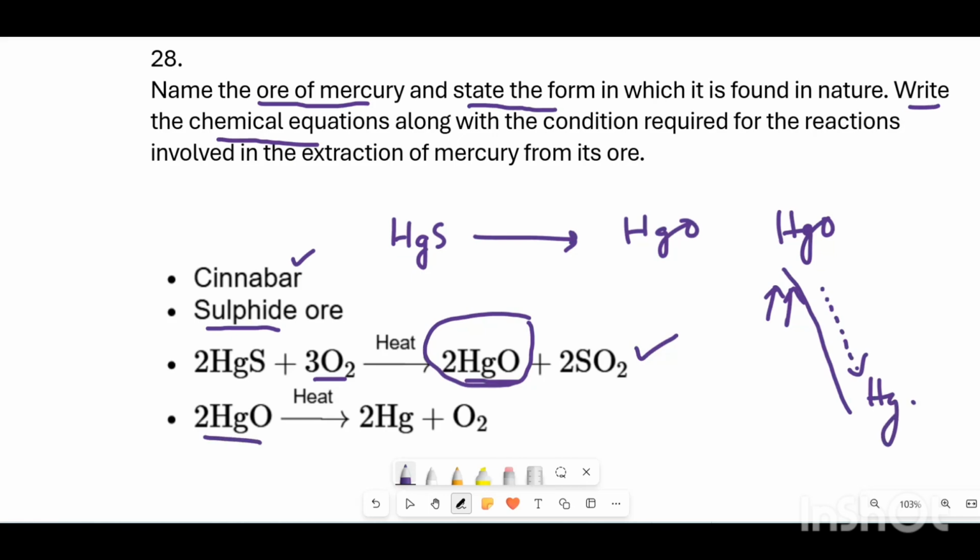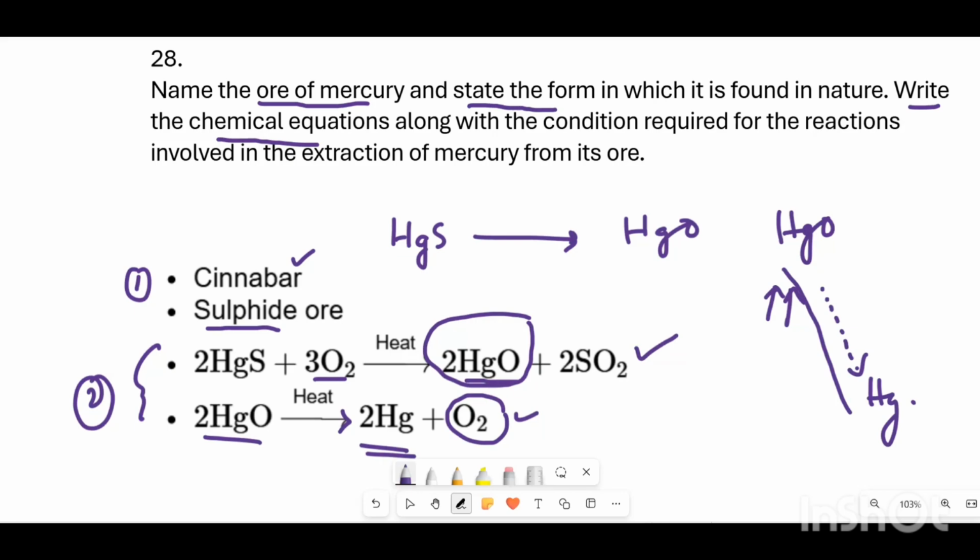Mercuric oxide on strong heating, mercury will be given out. Oxygen is a gas, it can be released easily. So this is the step for extraction of mercury. Okay. So this is for 1 mark, these two will have 2 marks.